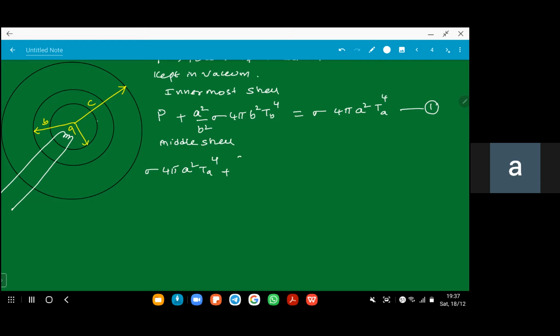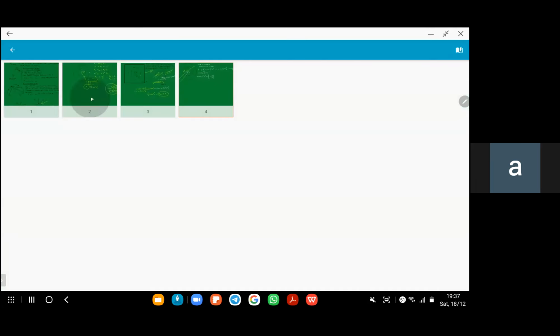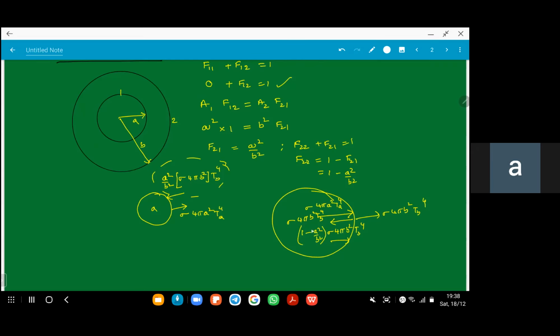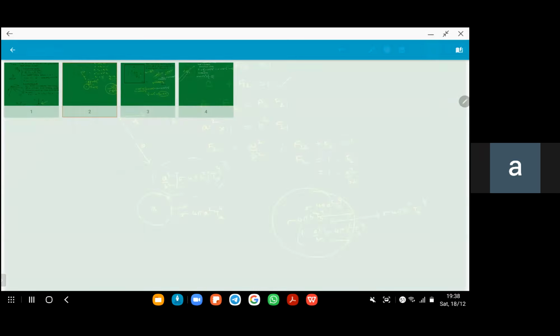plus allow B, whatever it emanates above the shell, within the shell, but only 1 minus A square by B square part is again collected back. Whatever is given by B, out of this, this much is collected back. Don't forget, here is the proof.